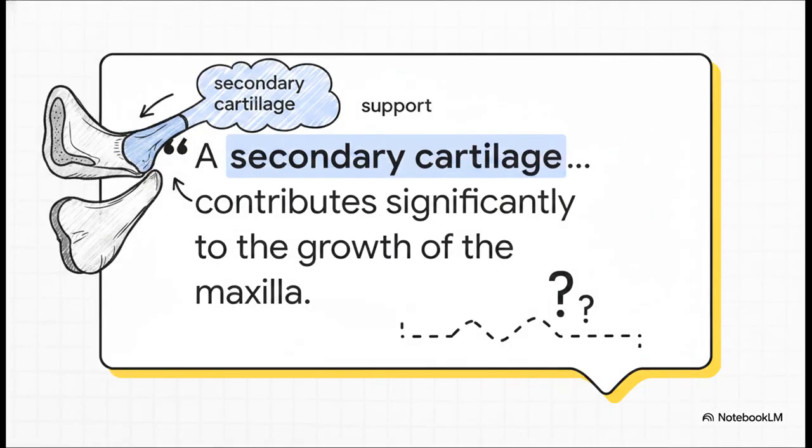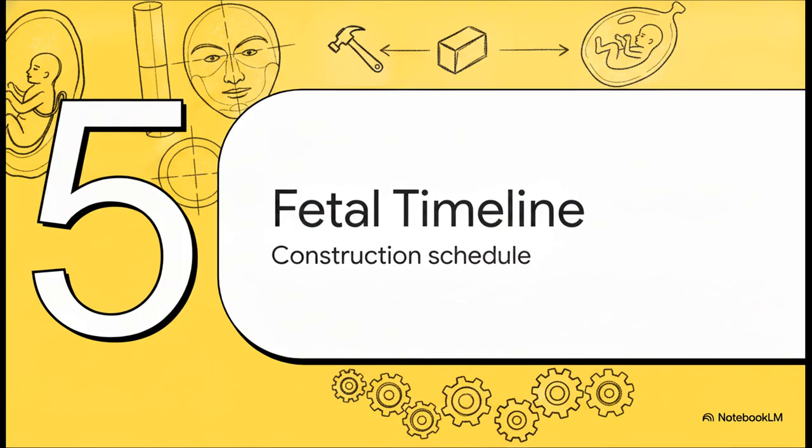Now, remember earlier when we established that the maxilla is a purely intramembranous bone with 0 primary cartilage? Well, there's a fascinating little loophole here. A secondary cartilage, specifically the zygomatic or malar cartilage, acts as a temporary secondary support system. It actually contributes a lot to the zygomatic process and, for a short time, to the general growth of the maxilla, though our sources do point out there's still a bit of debate among experts regarding just how much it contributes.